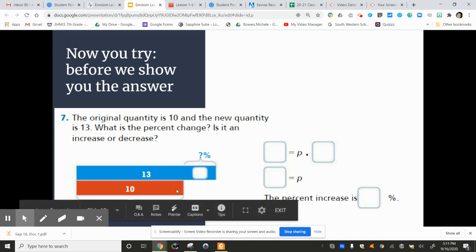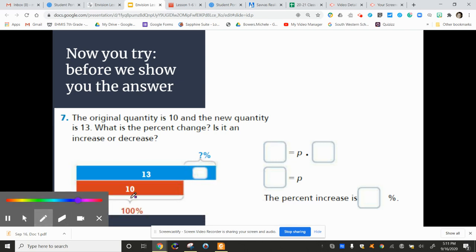Notice how with these bars, the 10 is smaller than the 13. So how much did it increase? What's the change? That number goes here. The change in this case would be 3, because from here to here is 10. See how 10 and 3 together is the 13 to make the whole bar? I can do it by subtraction: I take the new amount, 13, and subtract the original amount, 10, and I get a change of 3.